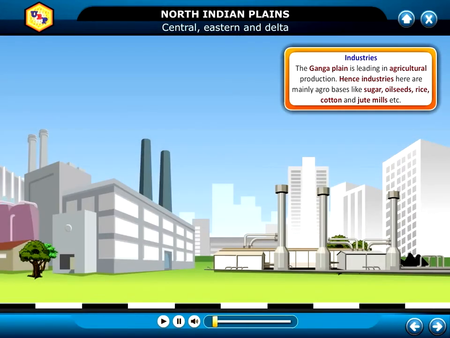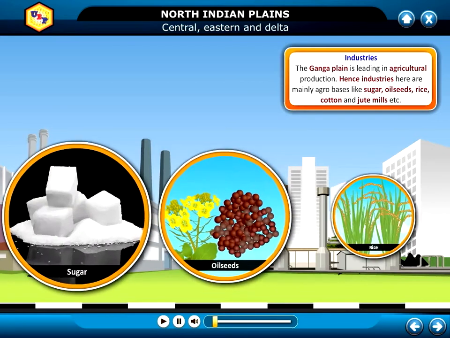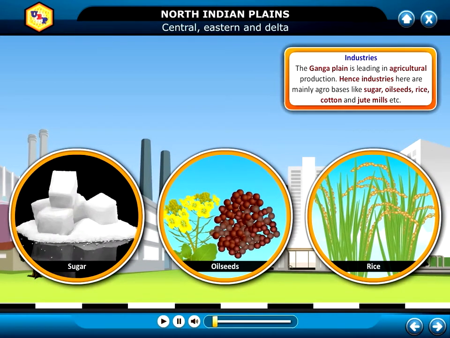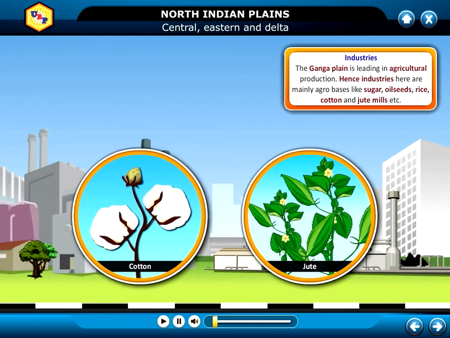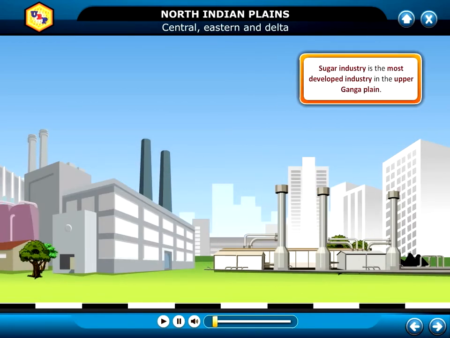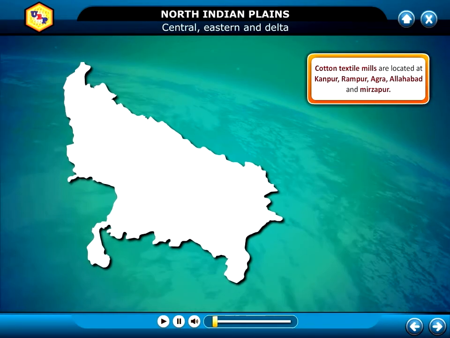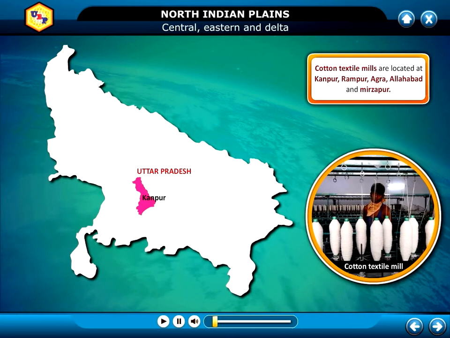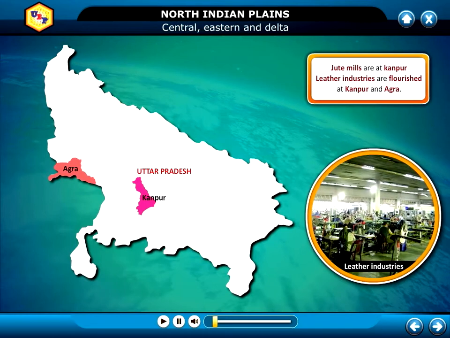Industries. The Ganga plain is leading in agricultural production. Hence, industries here are mainly agro-based, like sugar, oilseeds, rice, cotton and jute mills, etc. Sugar industry is the most developed industry in the upper Ganga plain. Cotton textile mills are located at Kanpur, Rampur, Agra, Allahabad and Mirzapur. Jute mills are at Kanpur. Leather industry has flourished at Kanpur and Agra.